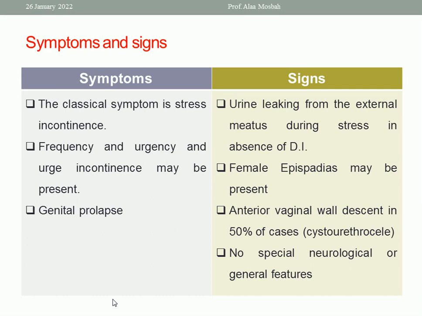Okay, so the patient may complain of swelling that appears at the vulvar region, increases with coughing, stress and sneezing, and decreases on lying down. Signs: urine leaking from the external meatus during stress in the absence of detrusor instability. Female epispadias may be present as a congenital anomaly. Anterior vaginal wall descent can be found in 50% of cases, as in cystourethrocele. No special neurological or general features.